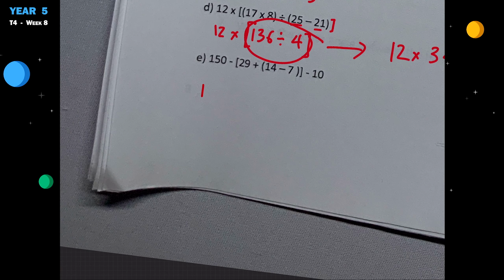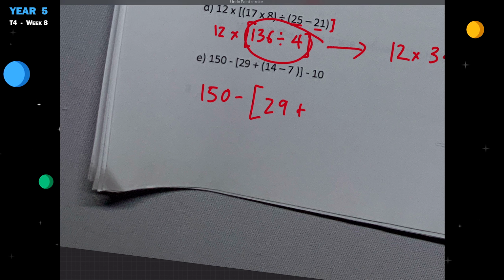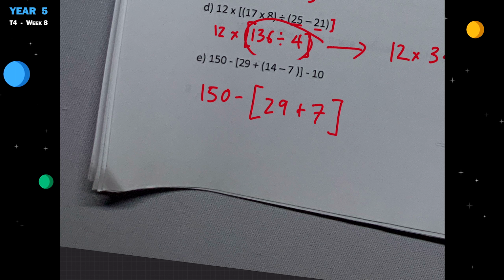Next one is 150 take away 29 plus, with, now it's 14 minus 7. We've got to do this first, the innermost bracket. Okay, so 14 minus 7 is 7, and then minus 10.